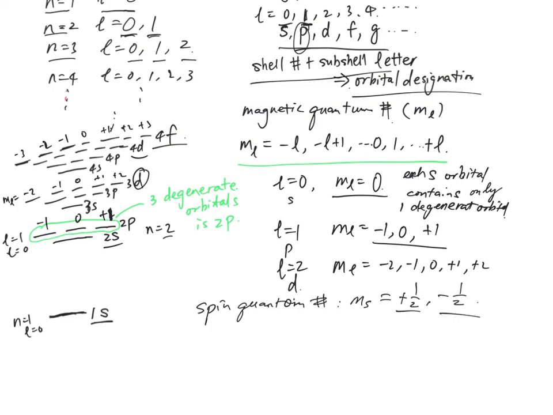Okay. Now, why do you need a spin quantum number then? If the first three described each individual orbital, then what do I need MS for? So now let's introduce a little bit of background for you to better understand this.